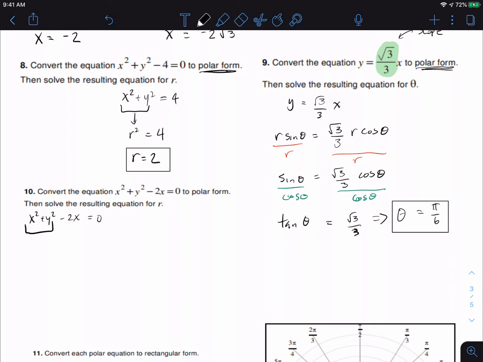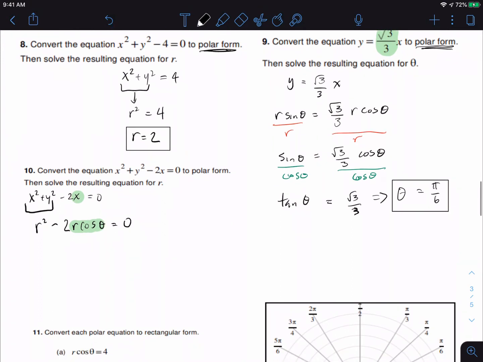What can that be? What is that equal to in polar? Perfect. That is r squared minus 2, but what's x? Isn't x r cosine of theta? Right? My x here is this piece right here. Right? So I've done nothing. It's still the original equation that we have.